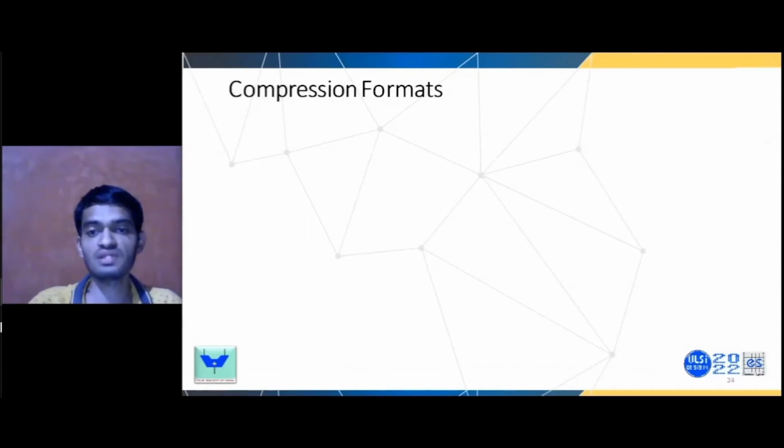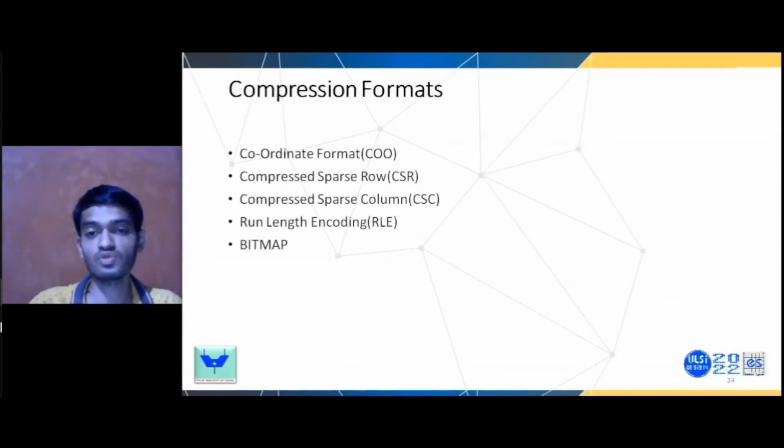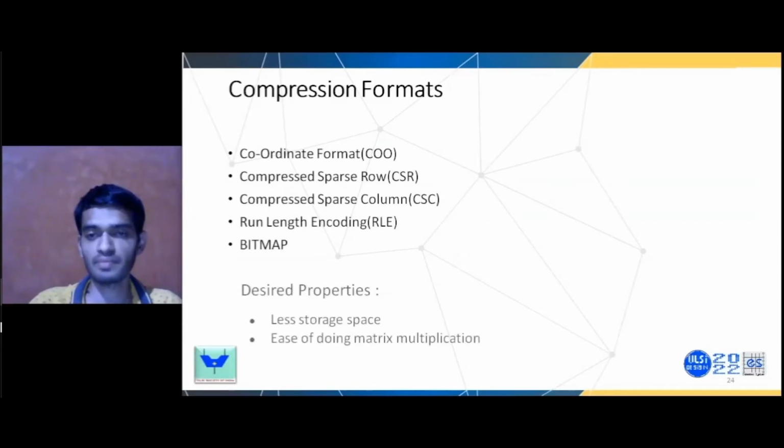Coming to the compression formats, there were five compression formats that we looked into. They are COO format, CSR format, CSC format, run length encoding, and bitmap. And the desired properties were less storage space and mainly ease of doing matrix multiplication.